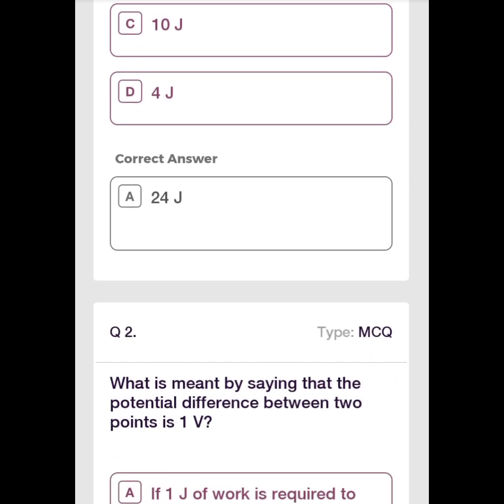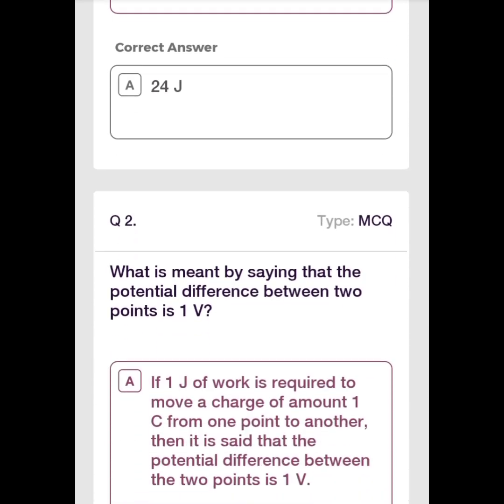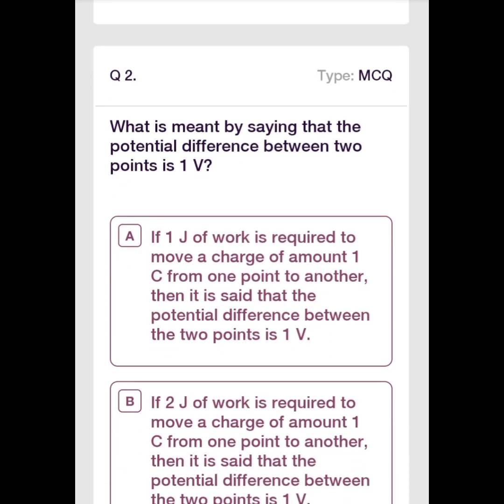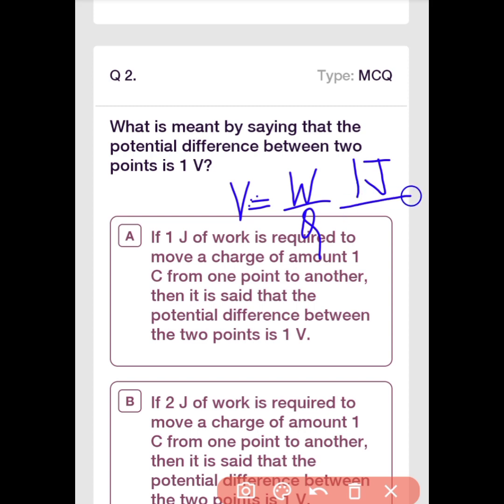Let's move on to the next question. What is meant by saying that the potential difference between the 2 points is 1 volt? When can we say a potential difference of 1 volt is applied across the 2 points? We know the relation V is equal to W by Q. So when 1 joule of work is done in moving a charge from one point to another.